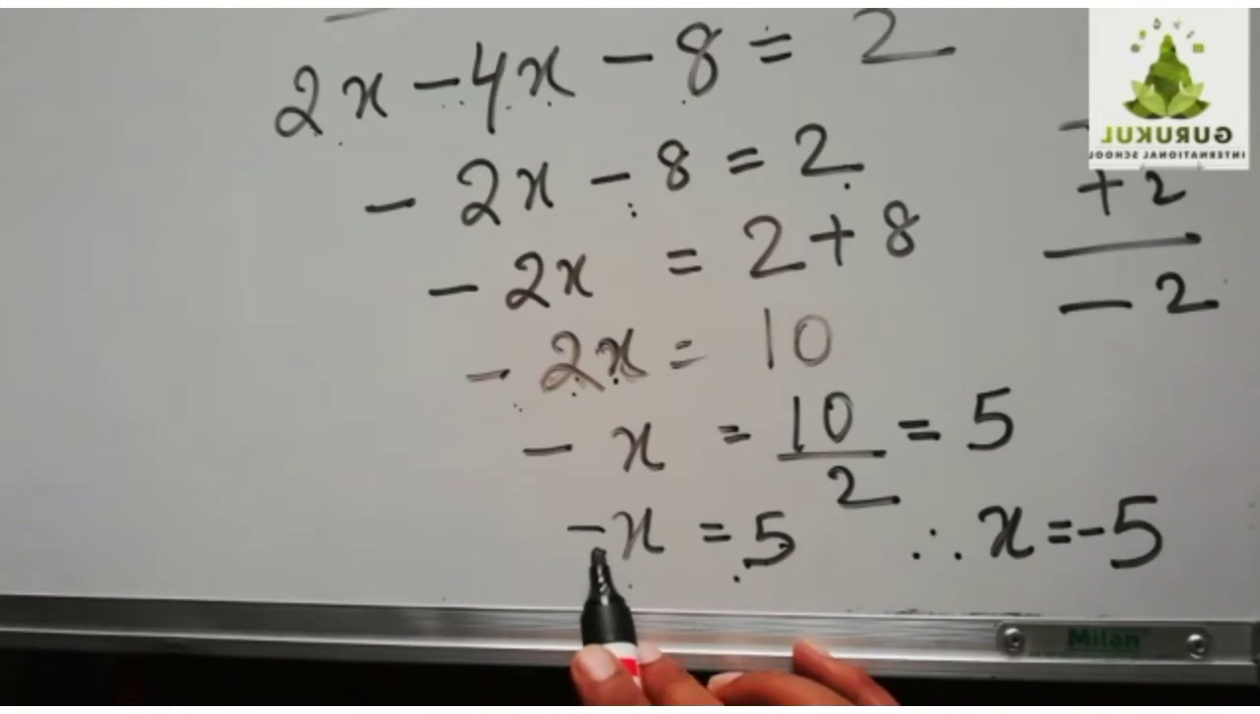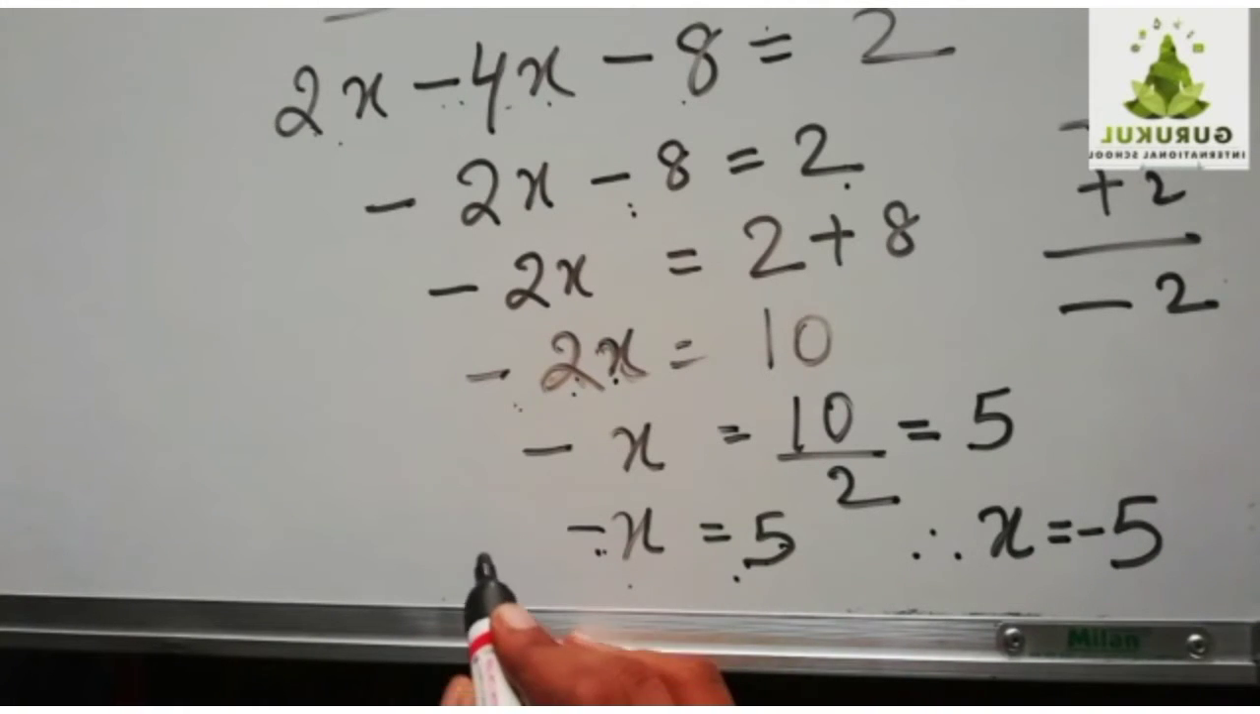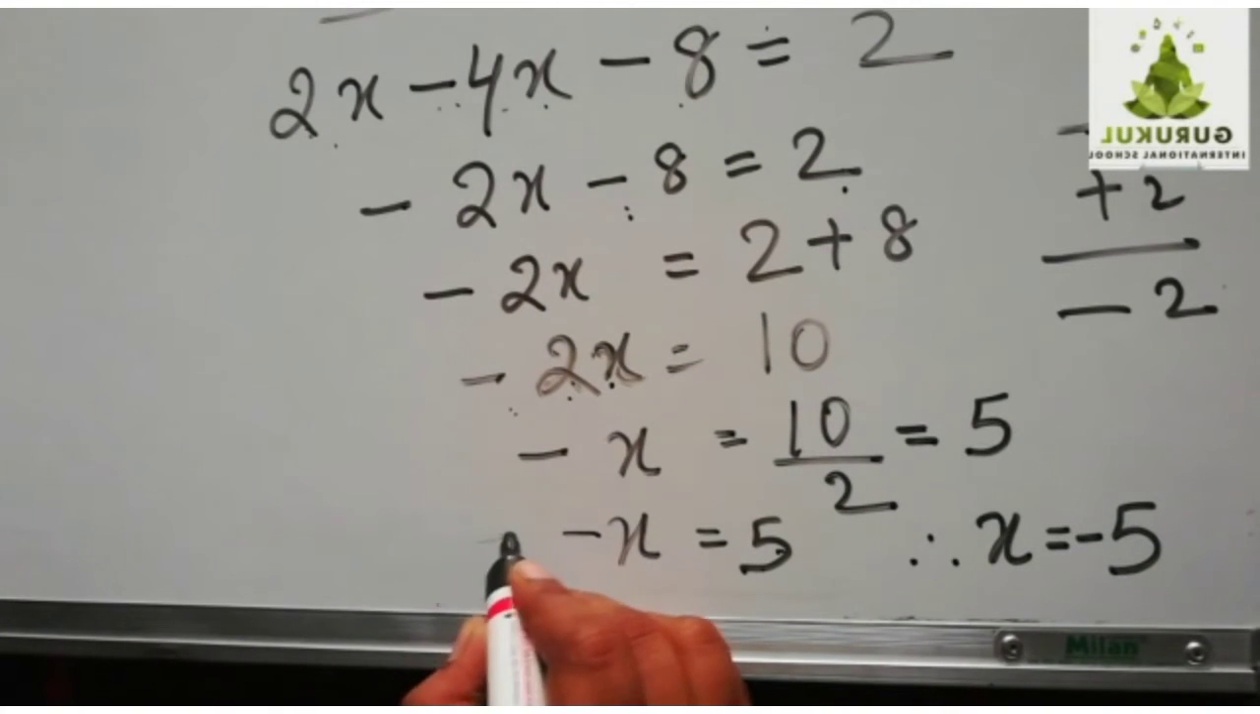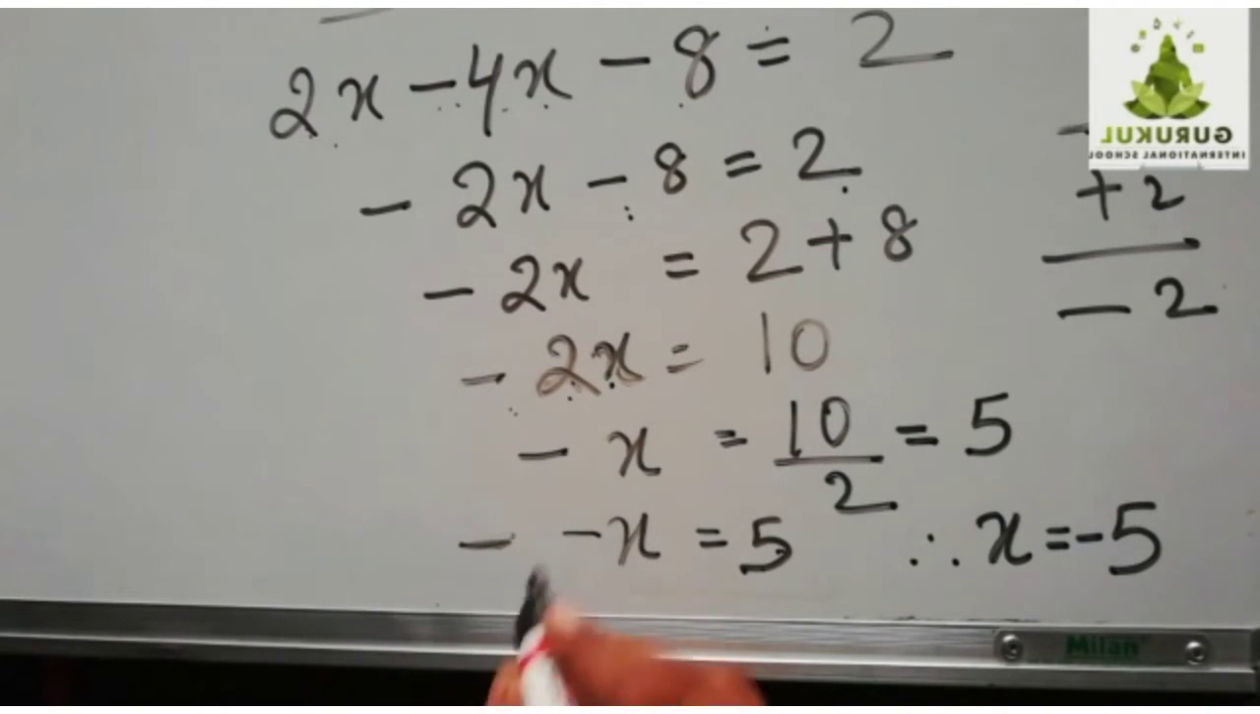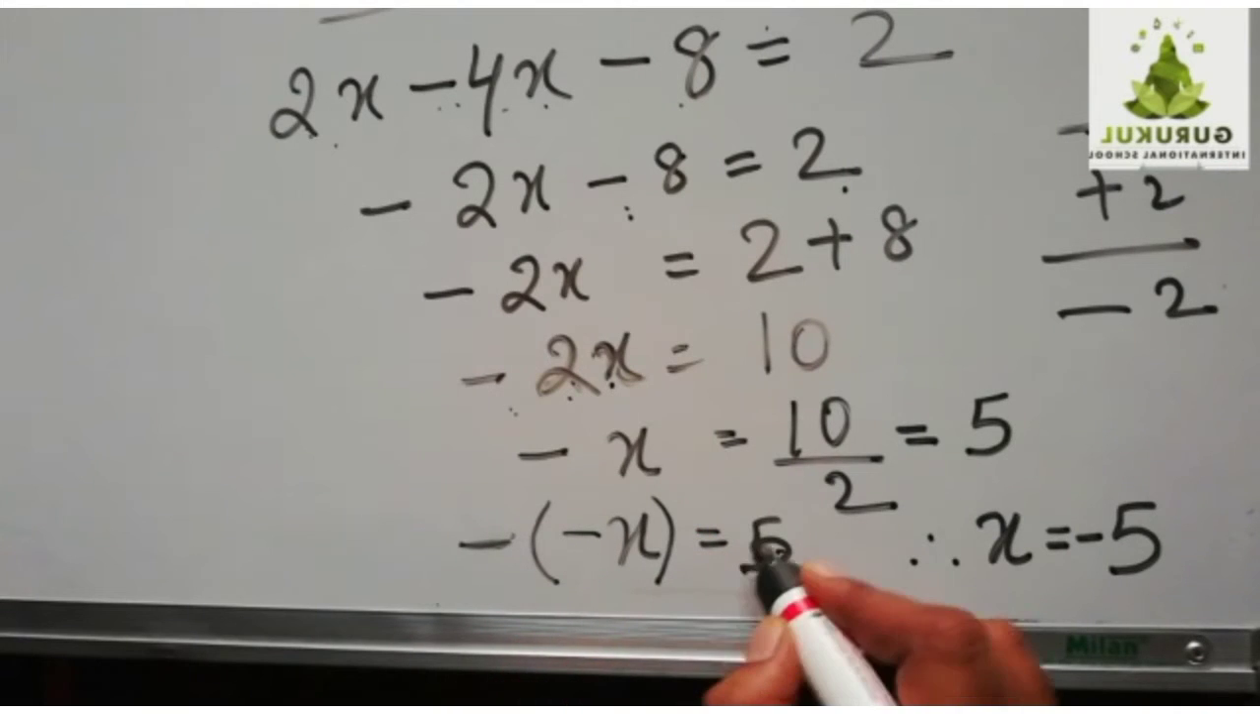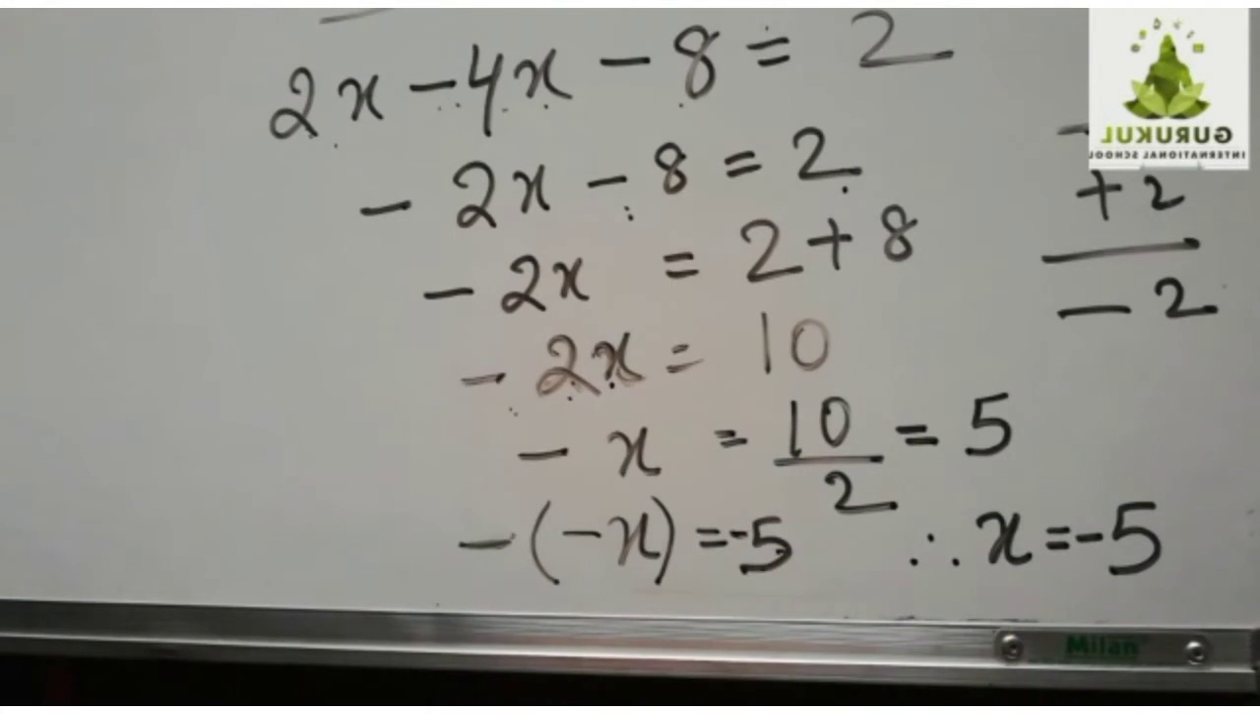Understood? Otherwise, you can do it this way also. If I put a minus sign here, I have to make it positive. Here I am putting a minus sign, so here also I should put a minus sign. Is that clear? This way also you can do. Now minus into minus becomes plus. So plus x is equal to minus 5. Is that clear to you? That is another method. Whichever way you want, you can do. Understood this?